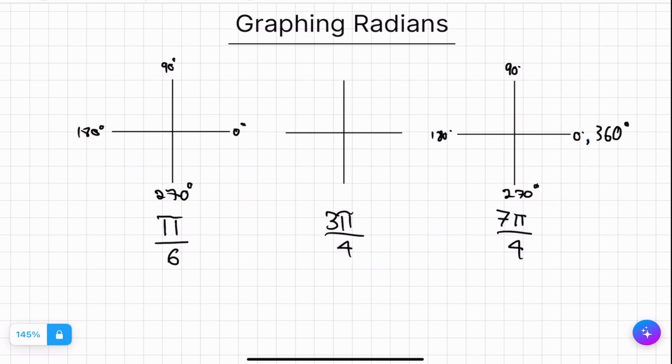Thanks so much. All right, now that you know how to convert, let's try graphing radians. You can do this 2 different ways.